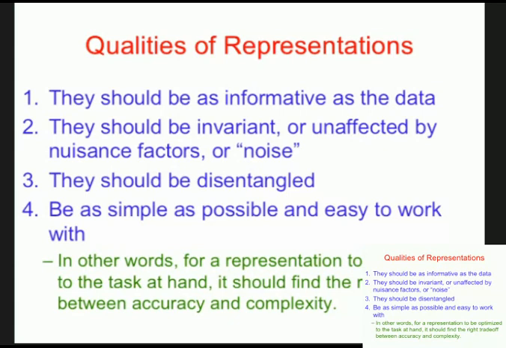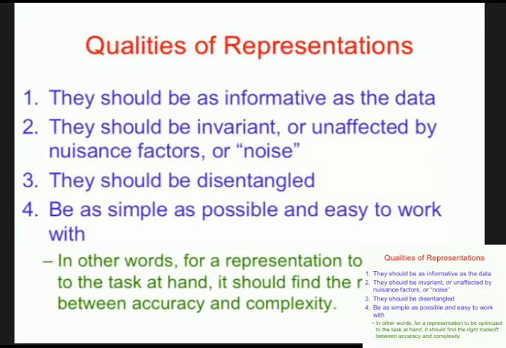I forgot to mention earlier on, when we talked about pooling, I talked about how convolutional networks have this convolutional layer followed by a pooling layer. The question comes in, what is this pooling layer? What is it doing? It is usually introducing some kind of invariance, so that for images that are rotated and so on, you should be invariant to that. You should be able to recognize it irrespective of those kinds of things. So pooling does that. And so anyway, the qualities of the representation are they should be disentangled, be as simple as possible and easy to work with.